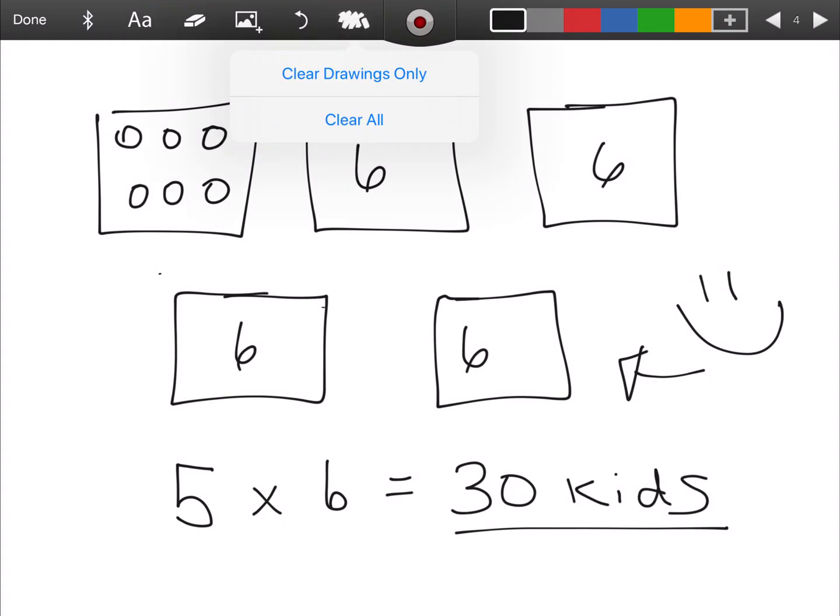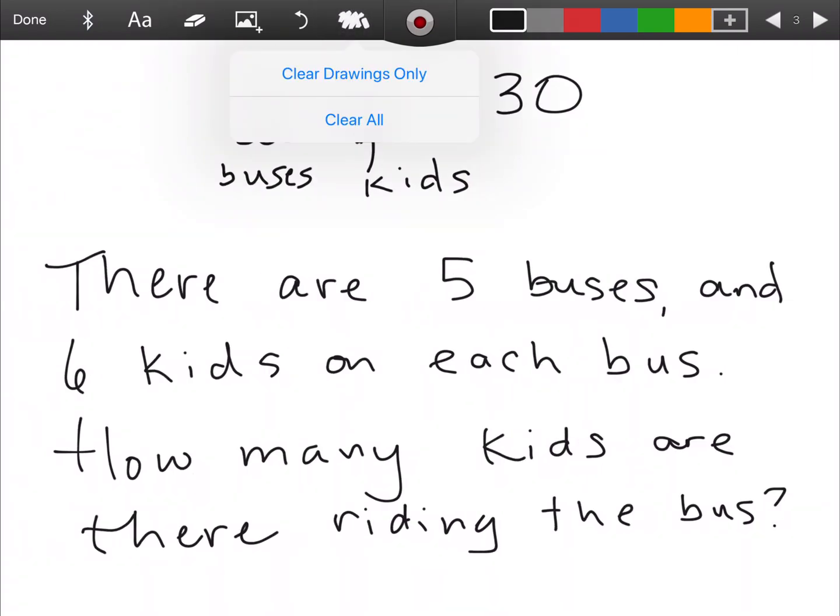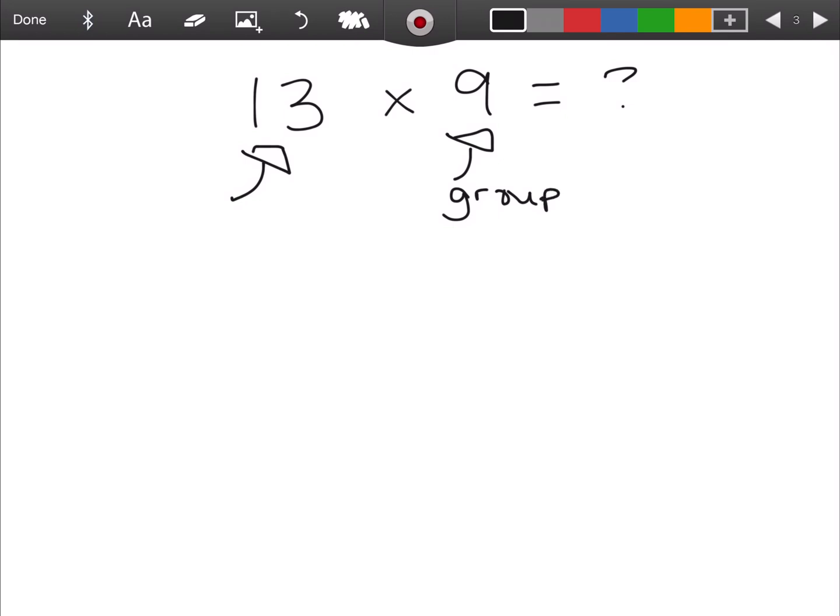Okay, let's do a more complicated problem. Let's say that you have 13 times 9. And I don't know what that is off the top of my head, but let's say that this time the 9 is going to be my group. And I'm going to say that this is actually going to be games played. And this is my amount, and I'm going to say these are points scored.